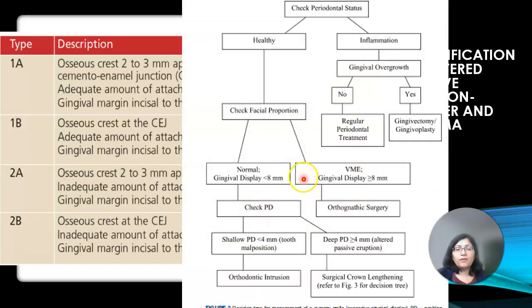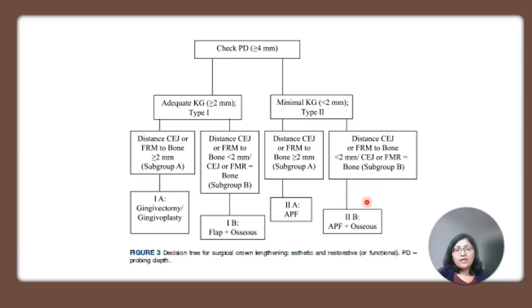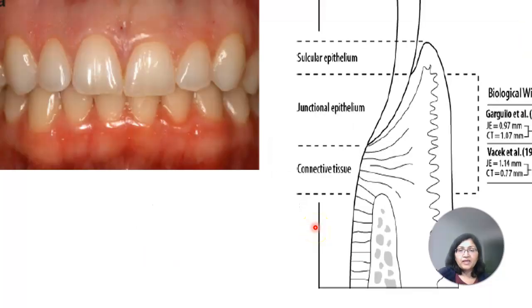And then also provided is a chart where you would make a decision of whether you need crown lengthening, which we were discussing before. If you have a deep pocket depth of more than 4 millimeters, you always do crown lengthening. But this all comes under the scenario that the gingival display is less than 8 millimeters. If the gingival display is more than 8 millimeters, we go with orthognathic surgery. And again, same thing that we were discussing, when to do gingivectomy, when to do flap, when to do APF.